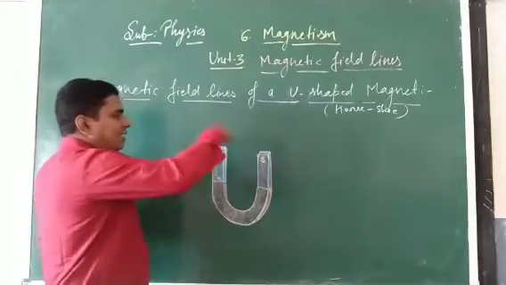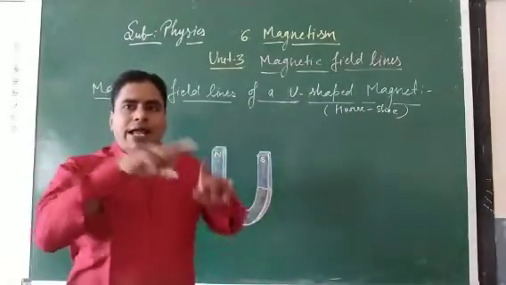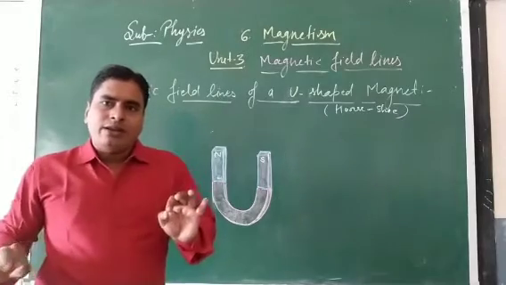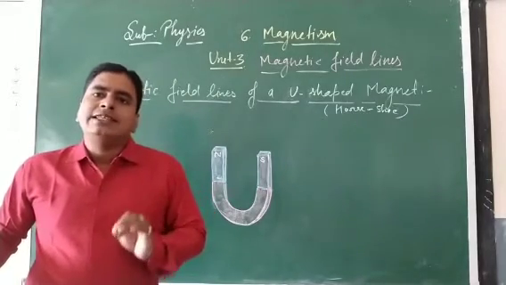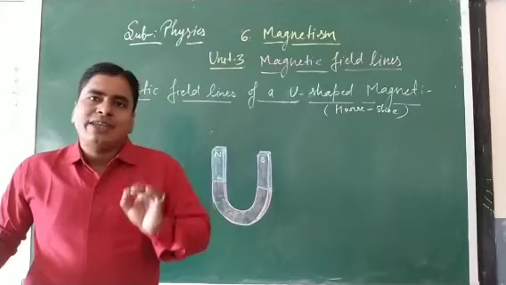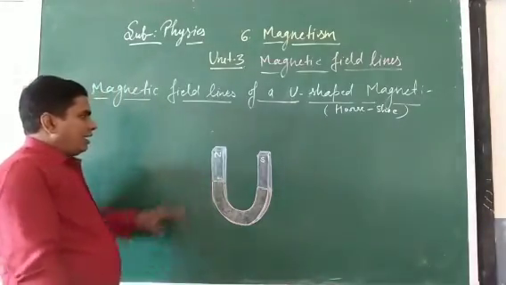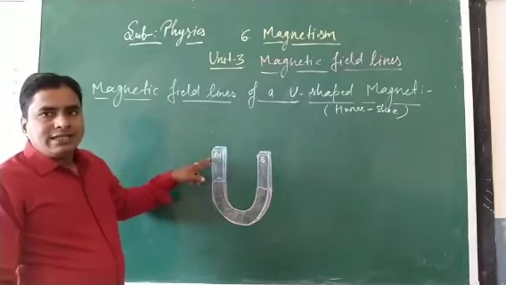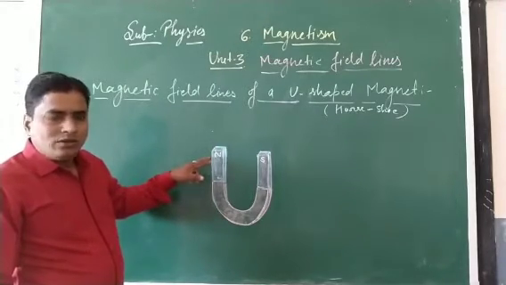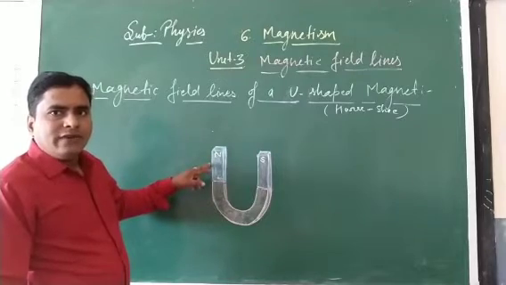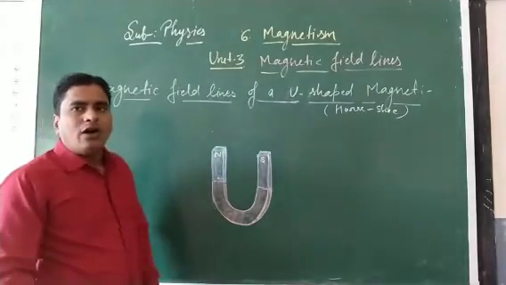The field present around the magnet is called its magnetic field, in which any magnetic substance will experience a force of attraction. How did we draw the magnetic field lines of a bar magnet? We have already discussed. Here we will draw the magnetic field lines of a U-shaped magnet or horseshoe magnet.